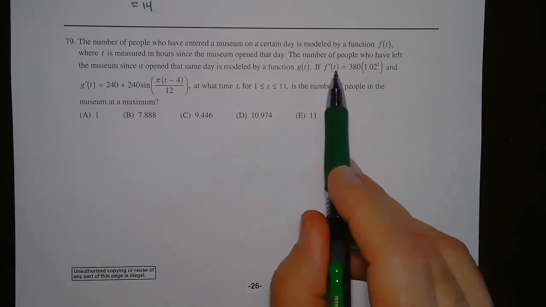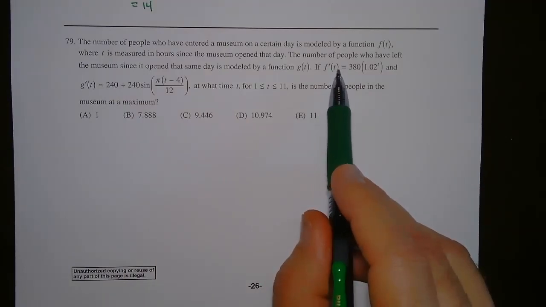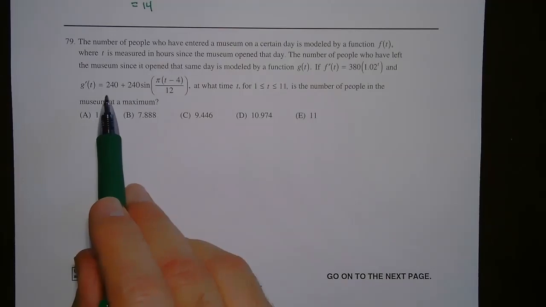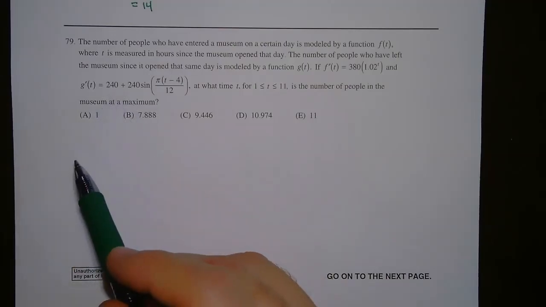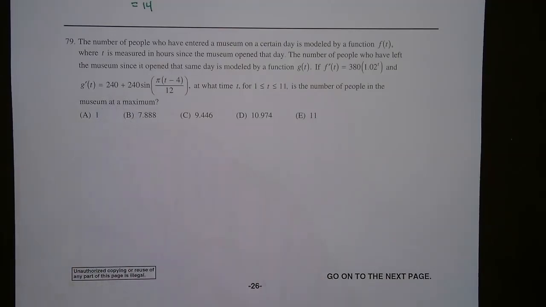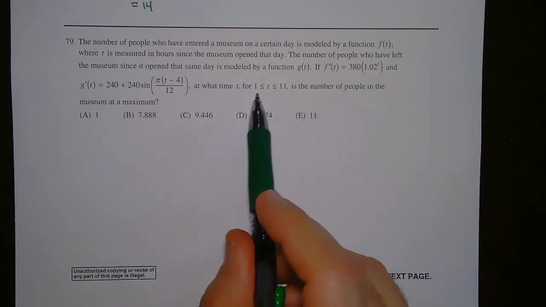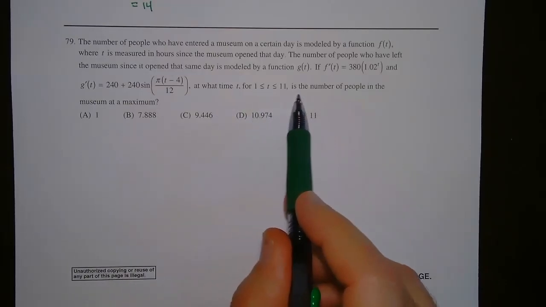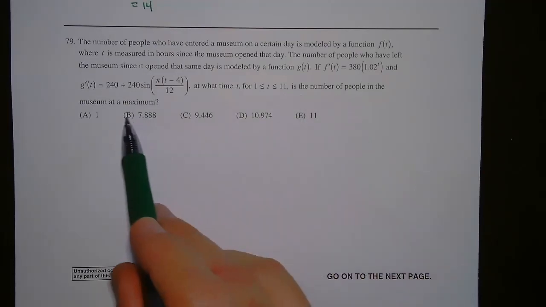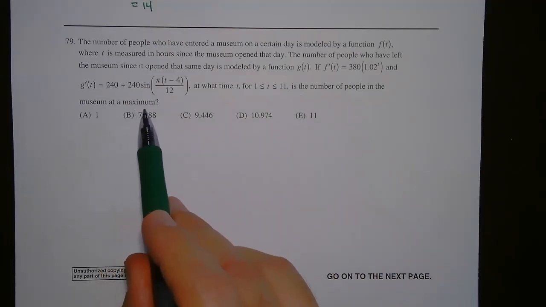So f prime of t is the rate at which people are entering the museum, and g prime of t would be the rate at which they're leaving, right? So using these in combination, you can find the rate of change of the number of people in the museum. So how is the number of people in the museum changing, right? And at what time, 1 less than or equal to t less than or equal to 11, is the number of people in the museum at a maximum, okay?